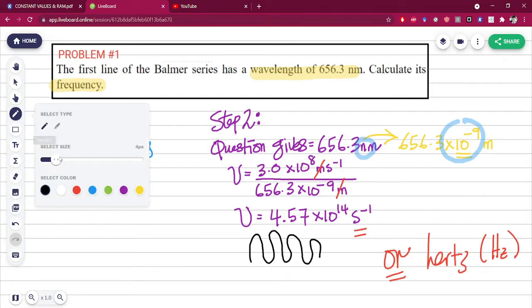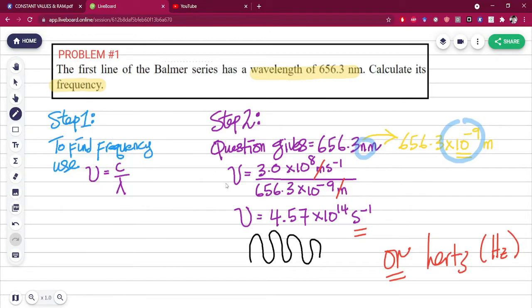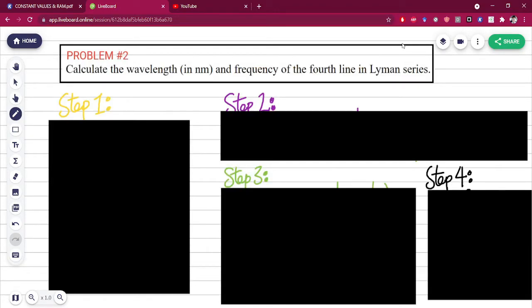Therefore, in exams, they're going to give you 1 mark for your final answer. Always remember to put the correct units. It's very important. And you're sometimes going to get 1 mark for writing the correct formula. Now, moving on to a slightly more difficult problem.